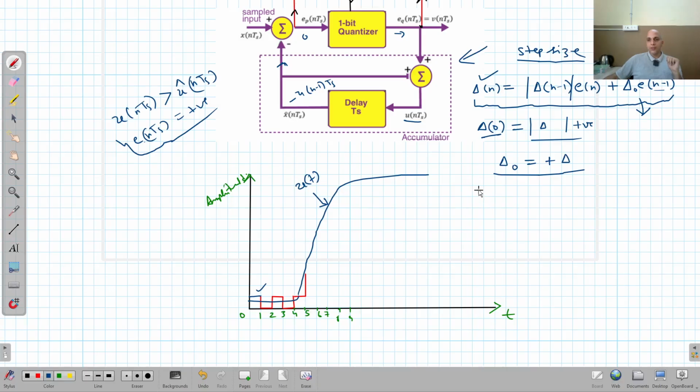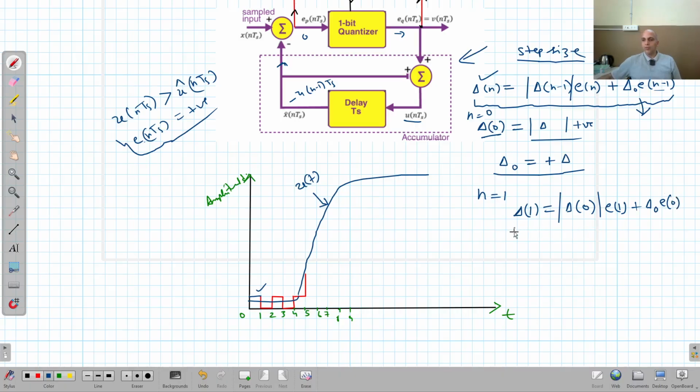Now for n is equal to 1, this was earlier for n is equal to 0. Now for n is equal to 1, we will have delta 1 is equal to modulus delta 1 minus 1, that is delta 0, modulus e 1, plus delta naught into e 0.